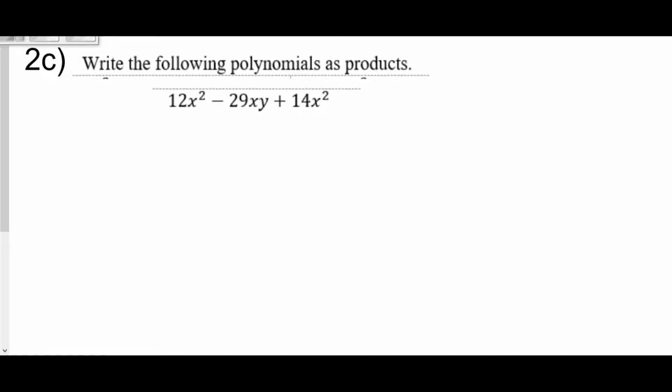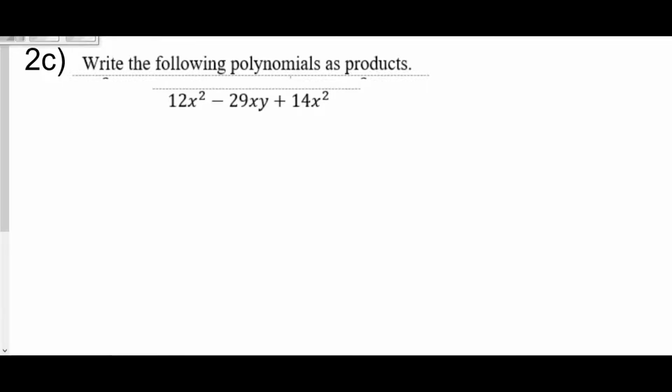2C, write the following polynomial as a product. So this is basically saying take this polynomial and break it down into a number of products. In more simple terms, that just means to factor it. Now, our first line of defense when we factor is always to look for a GCF. Looking at this polynomial, I don't see a term or a variable or a number that all of these terms share. So that means our problem doesn't have a GCF.